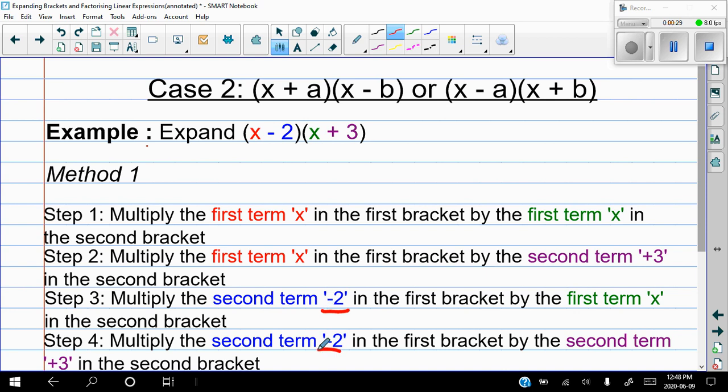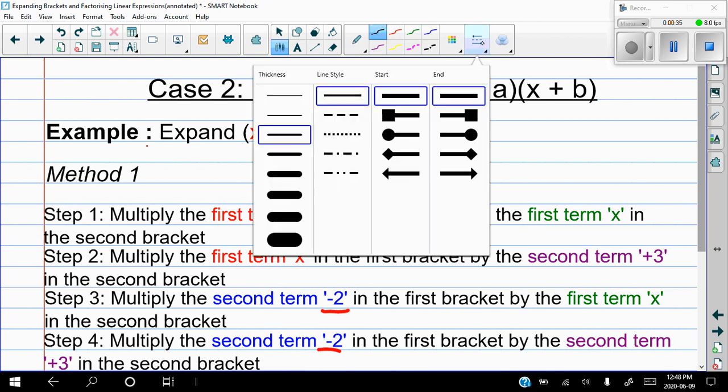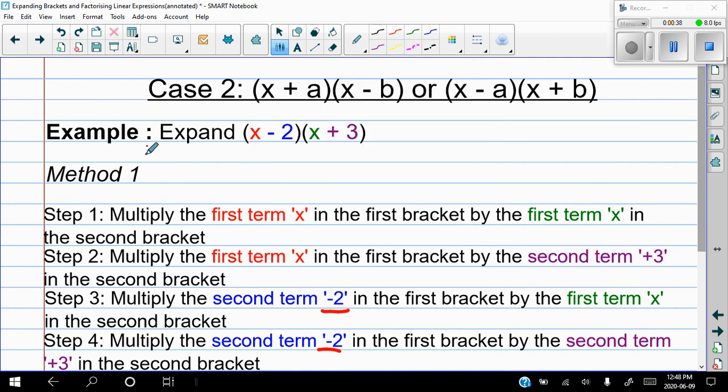So we're going to look at the example where it's expanding x minus a, x plus 2. So once again, we started off our first step where we're going to do this x times by x. So we get x times by x. Then we're going to do x times by 3. Right? So we have plus x times by 3. That's the first part of it.